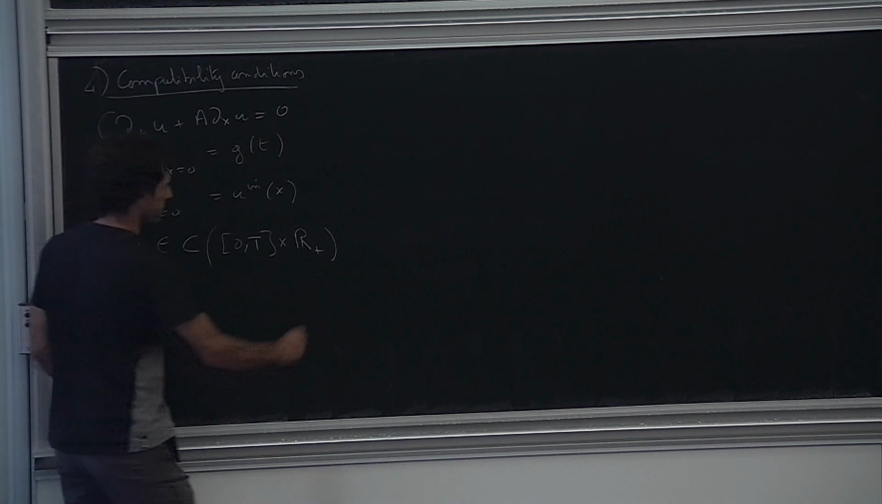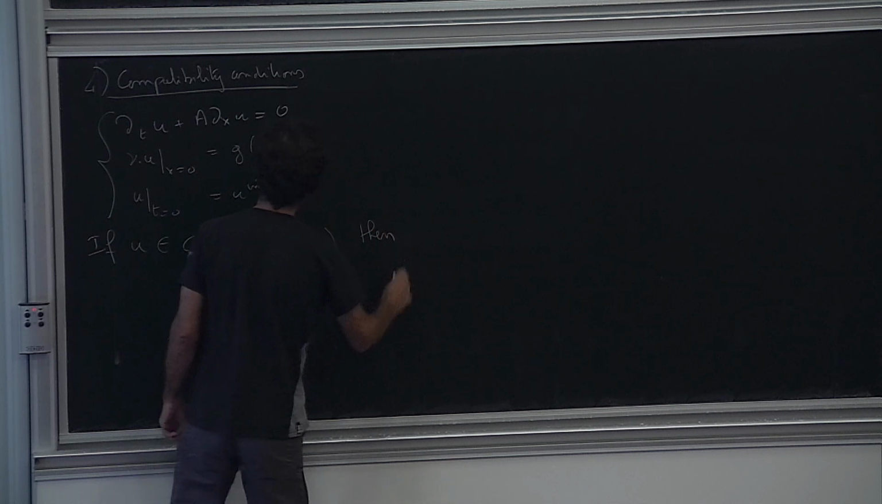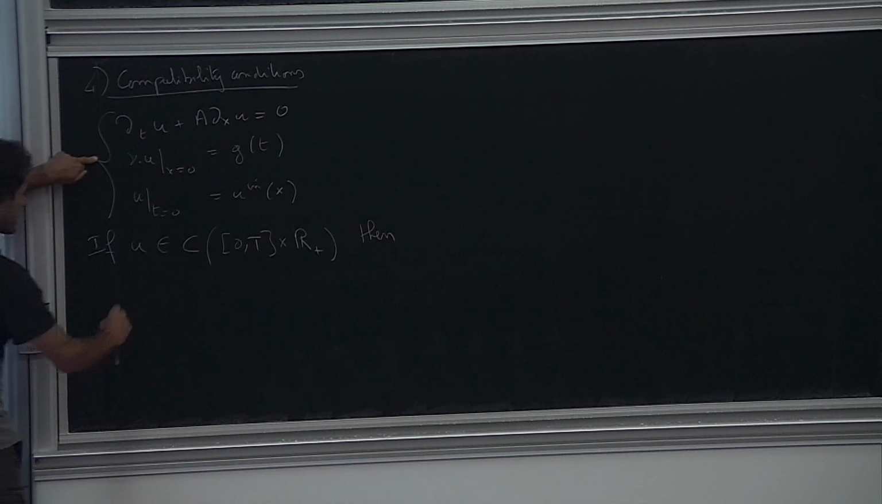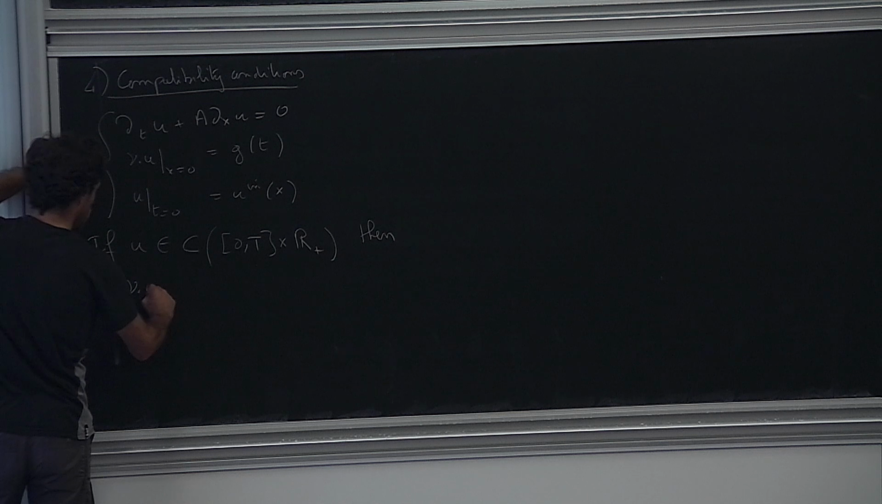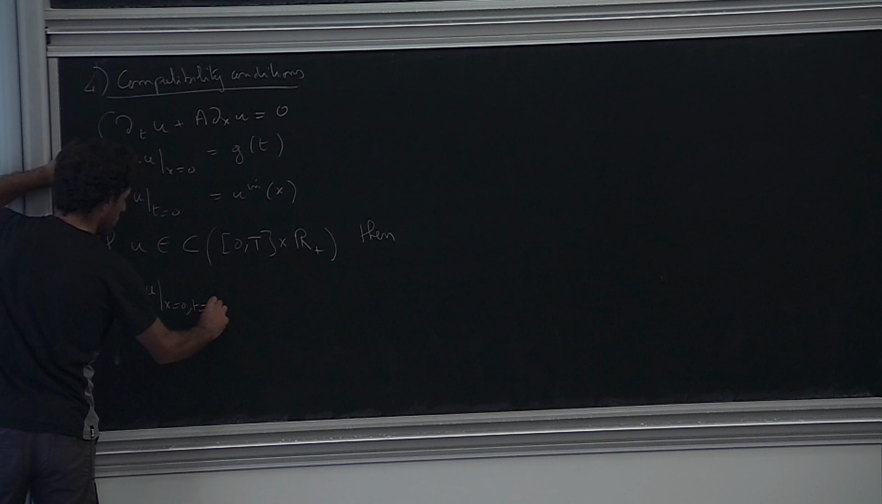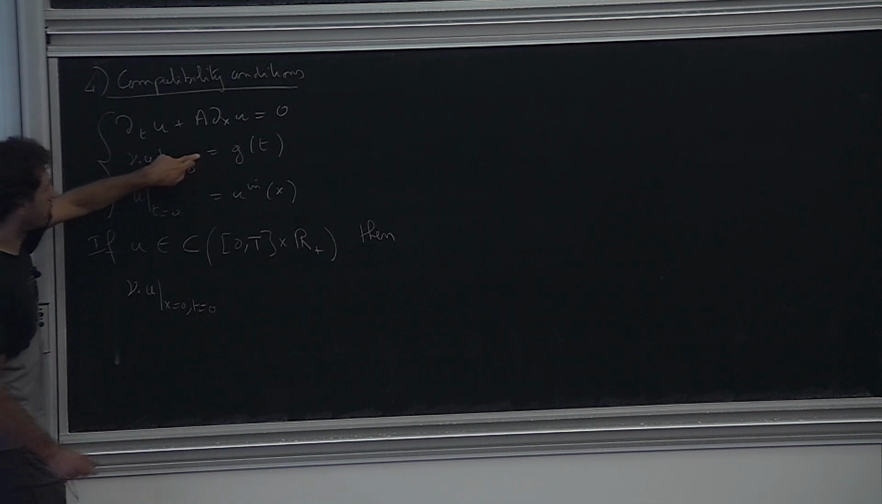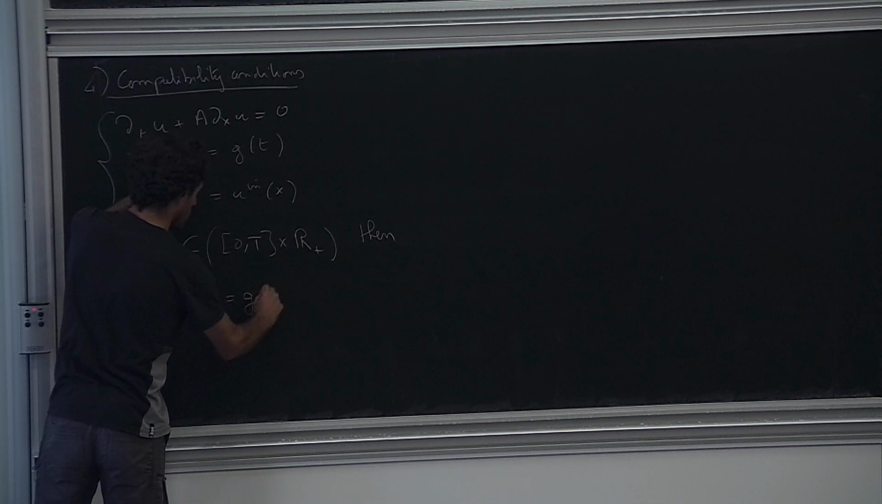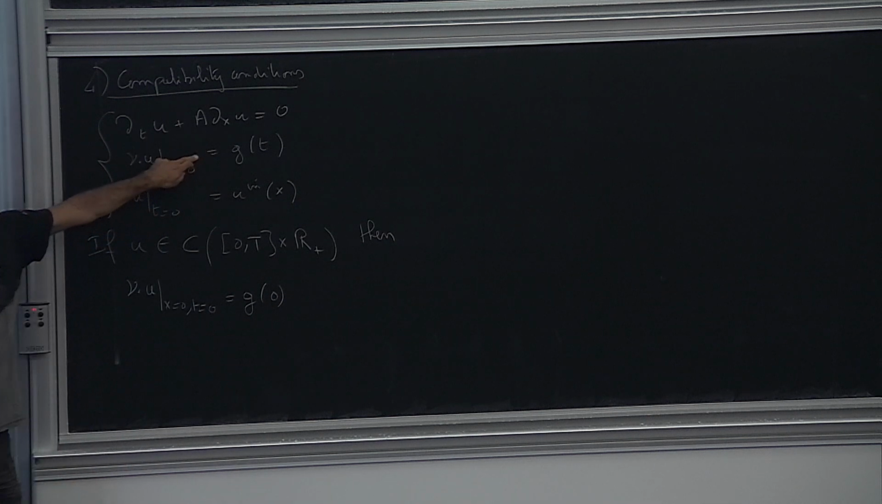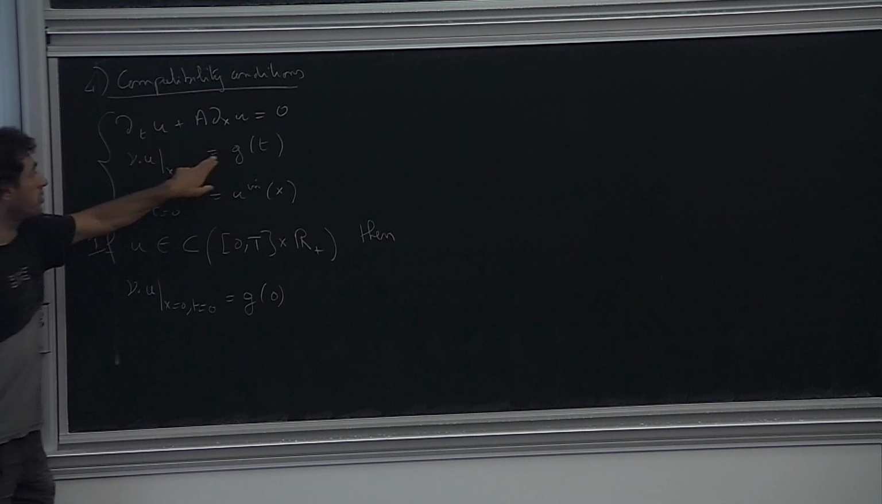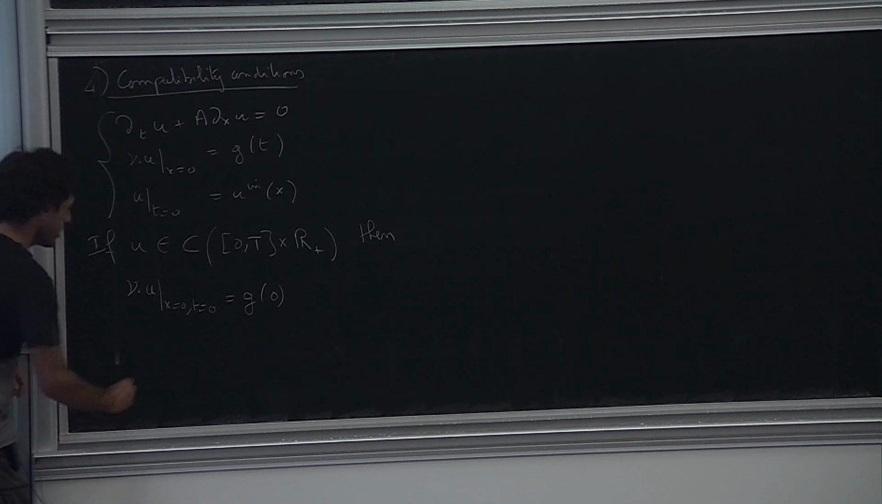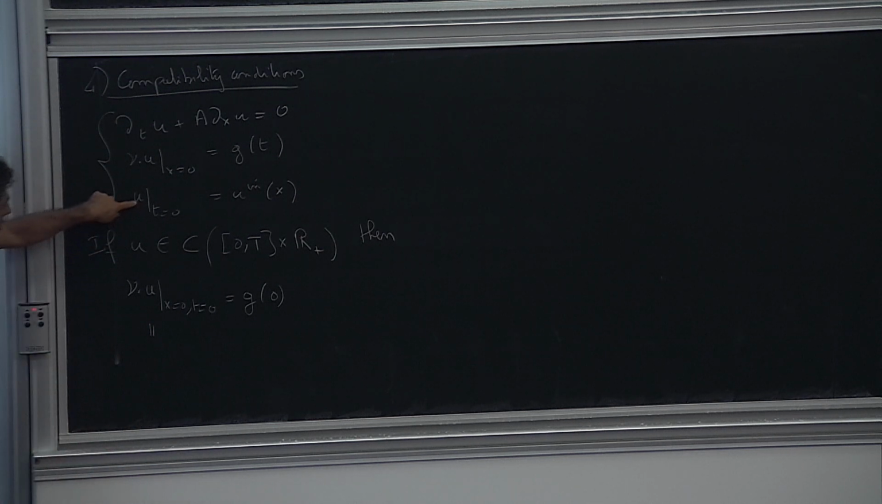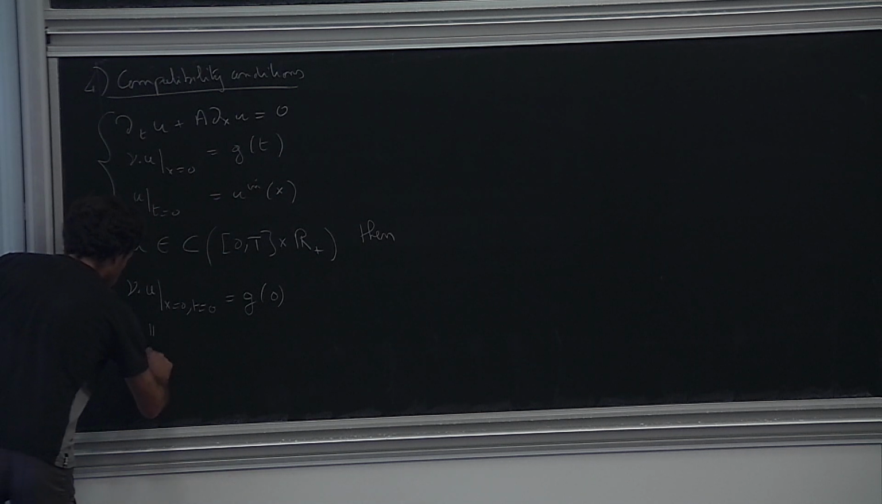then in particular, what do I have? I have that nu dot u at x equal to 0 and t equal to 0 should be equal to g0. I take this at t equal to 0. On the other hand, this at t equal to 0 is u initial, so this should be equal to nu dot u initial at 0.